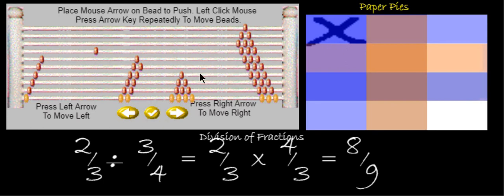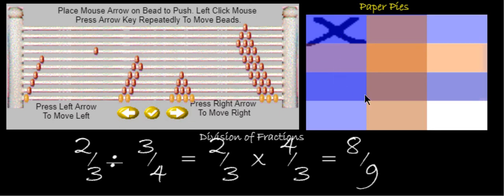A practical example of this would be if the 3/4 represented a measuring cup. We have a 3/4 measuring cup, and with that 3/4 measuring cup, we want to fill it with 2/3 of a certain ingredient. How much of this 3/4 measuring cup would we have to fill so that it would equal 2/3 of a certain ingredient?